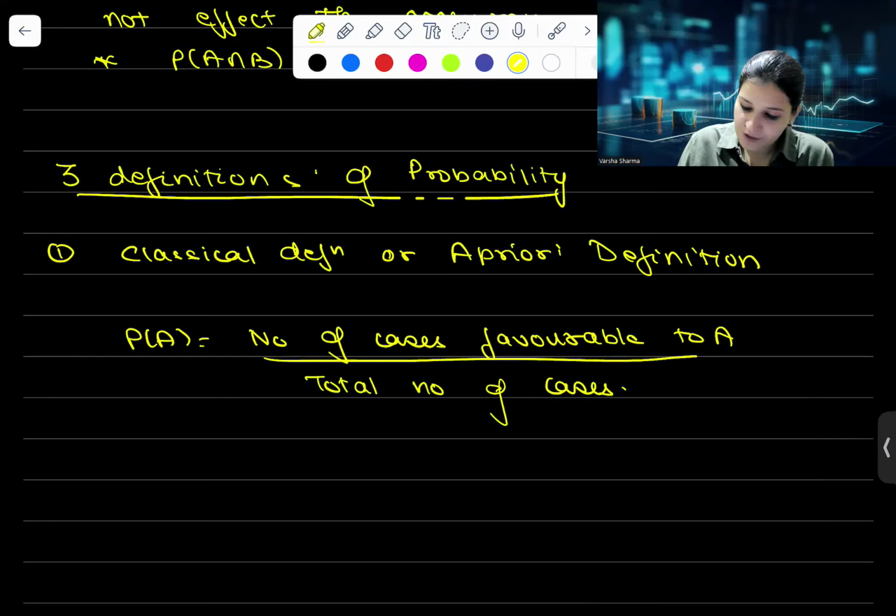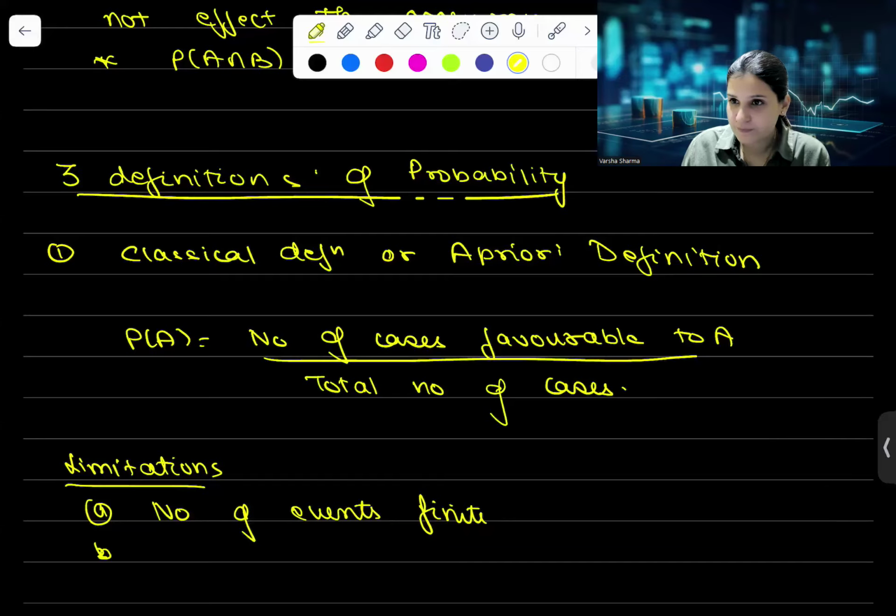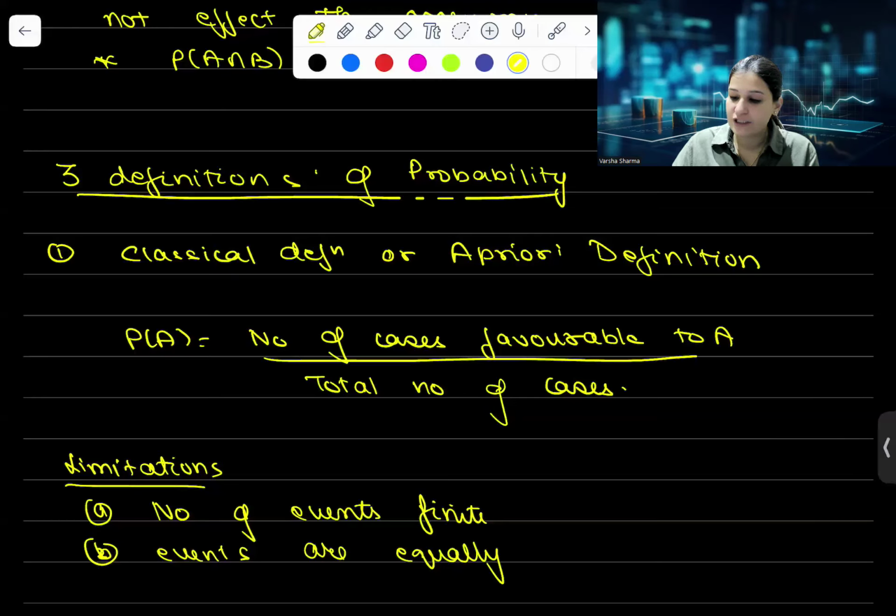The limitations of this definition are that the number of events has to be finite. You're tossing a coin once, twice, thrice, you have to know. Events have to be mutually or equally likely, like head and tail, 1, 2, 3, 4, 5, 6. They're all equally likely. To remove this limitation came another definition, that is relative frequency. We will use only this definition in sums. The rest is only theory. Just remember bits and parts.